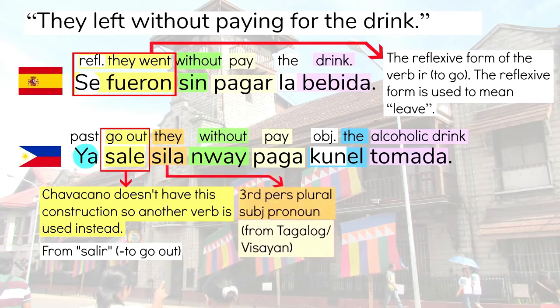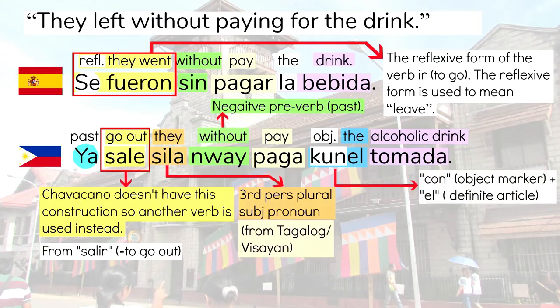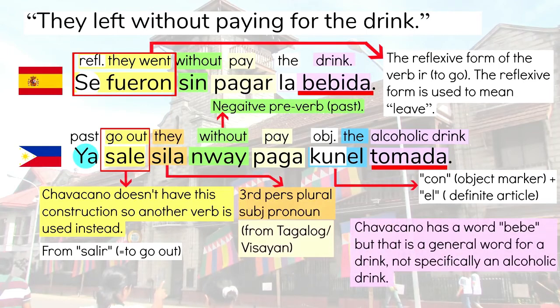Sila is the third-person plural subject pronoun, which comes from Tagalog and Visayan. Nuay is a negative preverb for the past tense. Conel is a combination of con, the object marker, plus el, the definite article. Finally, we have the word tomada, which means alcoholic drink in Chavacano, while in Spanish it's bebida. Chavacano also has a similar word bebe, but that is a general word for a drink, not specifically an alcoholic drink.